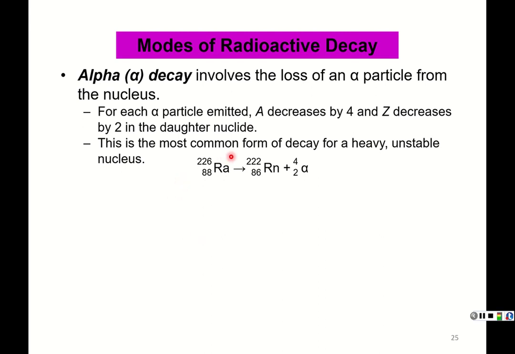So this is the most common form of decay for a heavy unstable nucleus. So here, if we have radium that has a mass number of 226, and it decays into radon, right? Its mass number now drops by 4, and the number of protons, or atomic number, drops by 2. Okay, so that's what an alpha particle consists of.